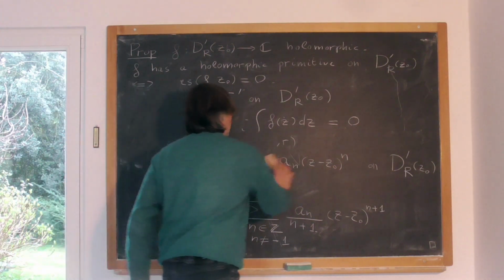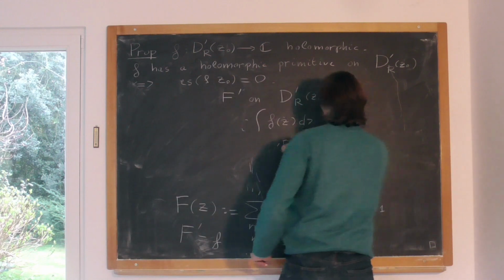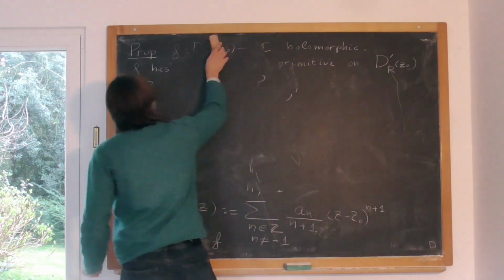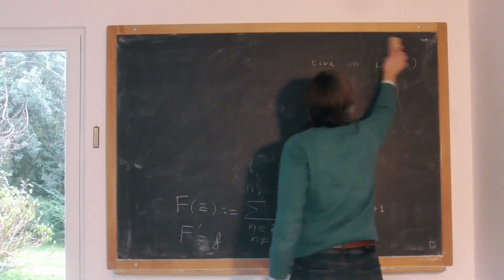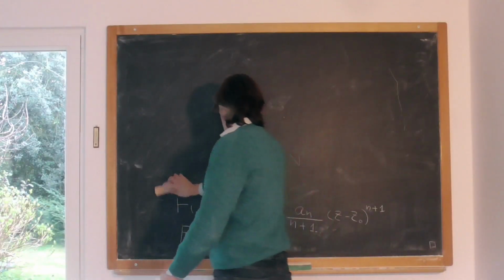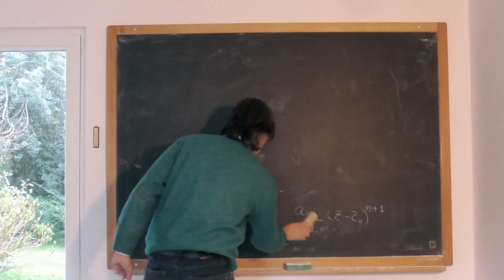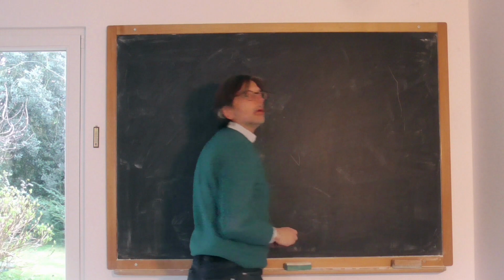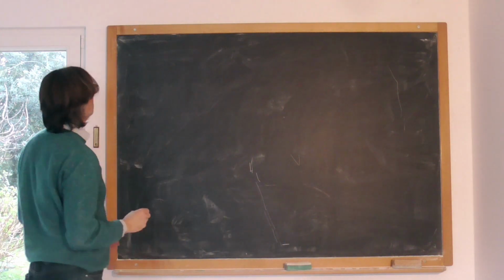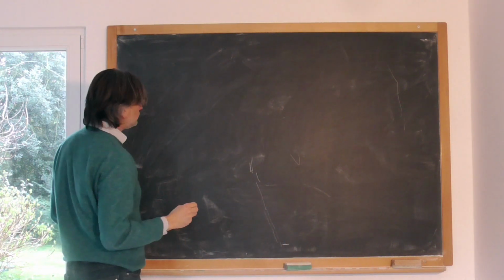So we said that one of the two equivalent definitions of a residue is given by integrating f on a small circle around the singularity.